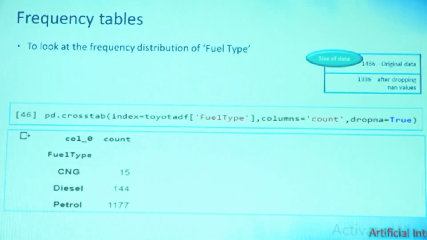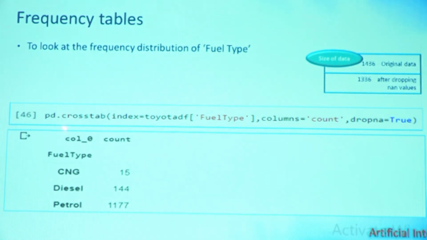If I really want to find out the frequency table of fuel type in my data set, then I will use the crosstab function, pd.crosstab, and I have to pass on fuel type, and I will say columns as count and dropna equal to true. Why am I doing dropna as true? Because earlier, before imputing my missing values, 1436 were original data and there were some missing values. So if there are any missing values, dropna will drop those missing values and give you only the frequency distribution of existing actual data.